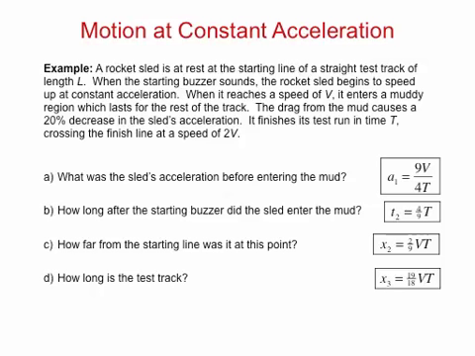Putting this all together, we can now answer all 4 parts of the original problem. The sled's acceleration before entering the muddy region is 9v over 4t. It entered the mud at a time 4/9 t after starting the test run, at which point it was a distance 2/9 times vt from the starting line, just over 1/5 the full length of the track, which is 19/18 times vt.